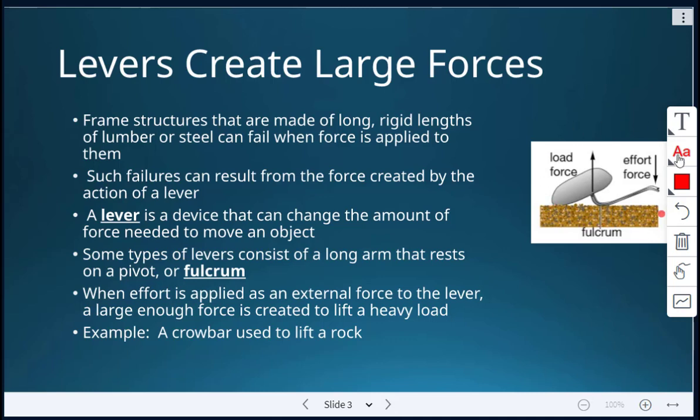So here, if we look at this lever, like a crowbar, the fulcrum is here, the effort force is what we would apply here, and the load force would therefore move upwards. Some types of levers consist of a long arm that rests on a pivot, which is also called the fulcrum. When effort is applied as an external force to the lever, a large enough force is created to lift a load. So in this example, we have the crowbar, which is used to lift a rock.